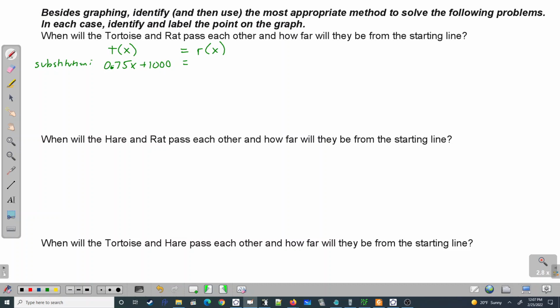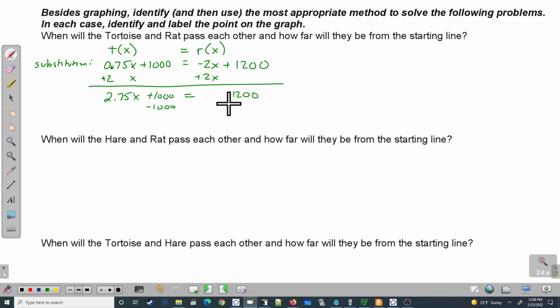Which is in feet from the starting line, is going to eventually have to equal negative 2x plus 1,200 to them. Now it's a case of solving this problem. If it was me, I'd probably move the 2x over to the other side. Come up with 2.75x plus 1,000 equals 1,200. I would subtract 1,000 from both sides. I'd come up with 2.75x equals 200.